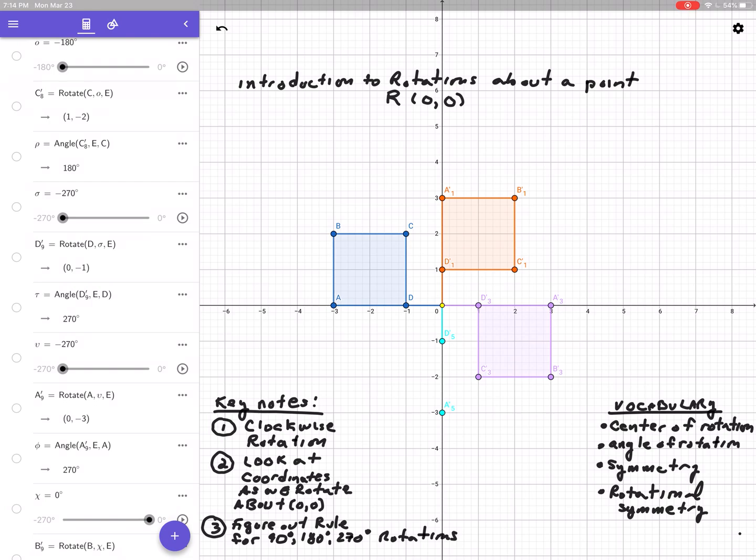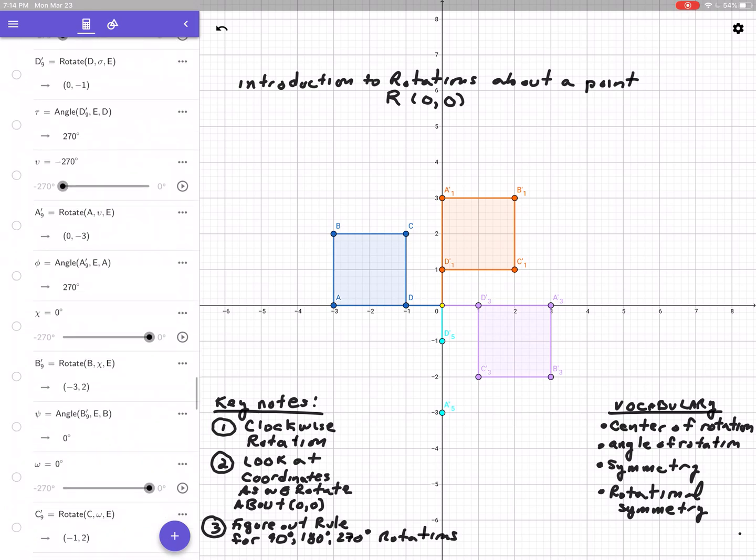Yeah, that's right, it's the origin. What's the angle of rotation? Well, the orange A1 prime, B1 prime, C1 prime, and D1 prime, the orange polygon is a what? 90 degrees clockwise. The light purple one is 180 degrees rotation about the origin. See, it's kind of nice that you can start to see this build up, right? Now, let's get back to work.